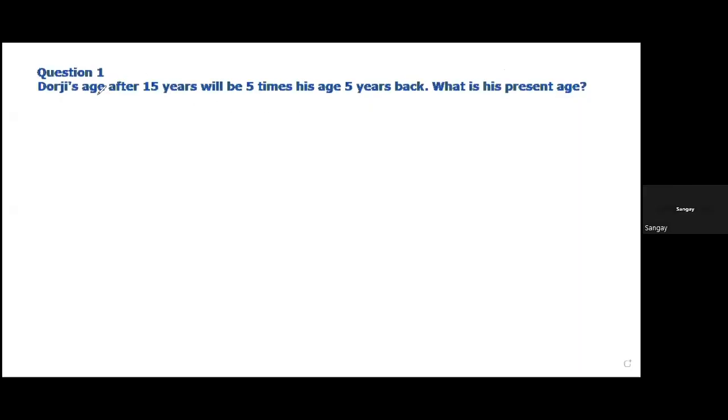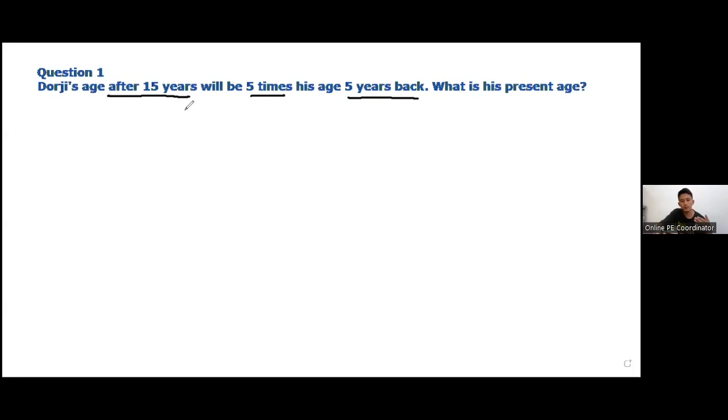Question number 1 is saying, Doji's age after 15 years will be 5 times his age 5 years back. What is his present age? We are told to find the present age of Doji.